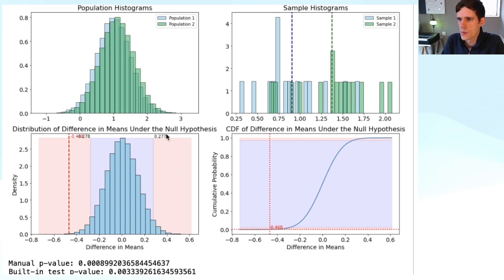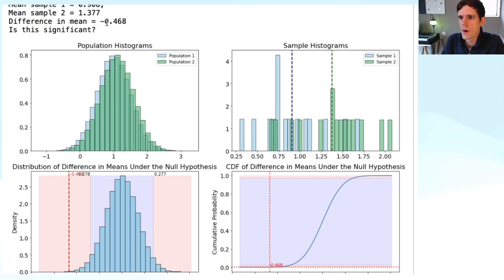In this case, we got a difference of minus 0.468. Now remember, the population difference was only 0.1. So we have a sample difference in means that is almost 5 times as large as the difference in the underlying populations. And therefore we can say that we have a very unrepresentative sample of our populations.